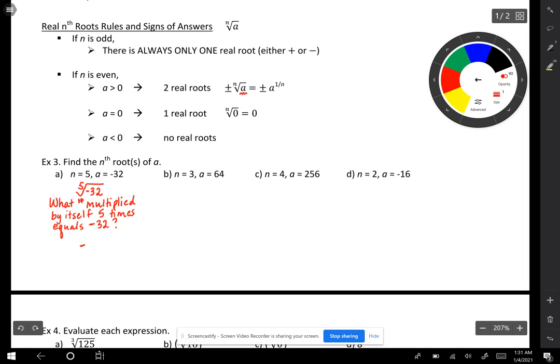And that answer is negative 2. Negative 2 times negative 2 times negative 2 times negative 2 times negative 2 is equal to negative 32. And the answer is negative because a was negative.